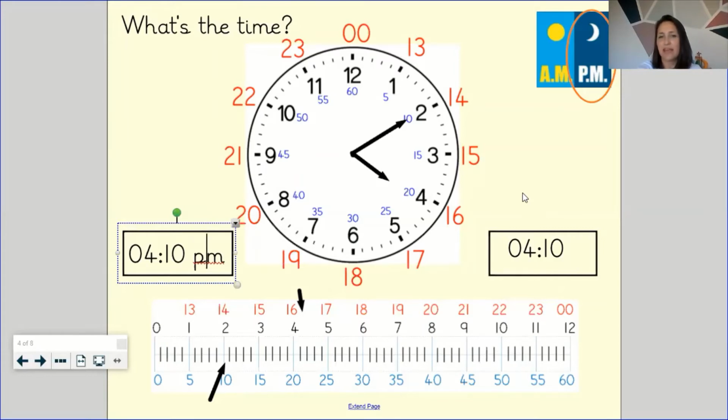Okay, so instead of being the 4, we would look to the outer time and it would become 16. The minutes wouldn't change at all. So it's 16:10 in 24-hour language.